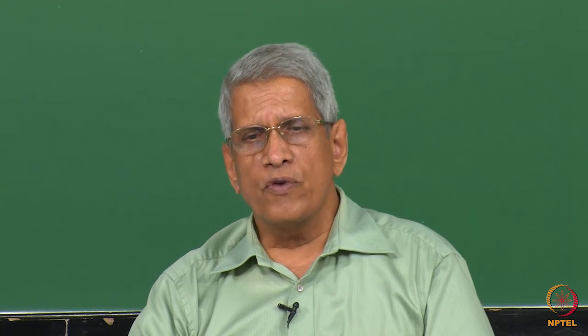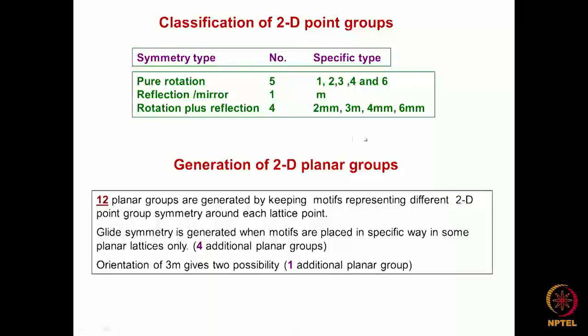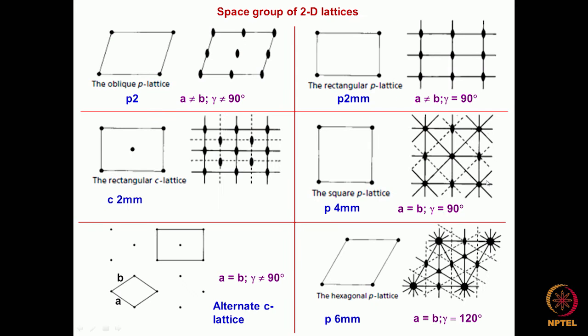So essentially 10 distinct point groups are possible. So far we have talked about only point groups. These point groups are generated around a lattice point. If we put this point group around each lattice point of the 5 lattices which we said we can have in a 2-dimensional lattice, then what are the types of planar groups which we can generate? That's what we will look at.